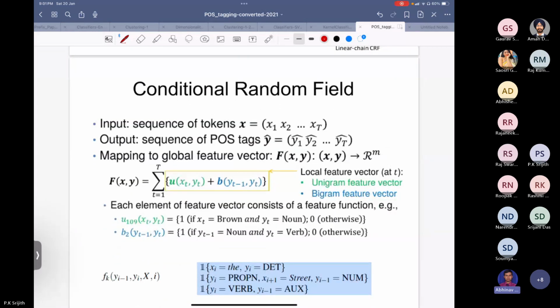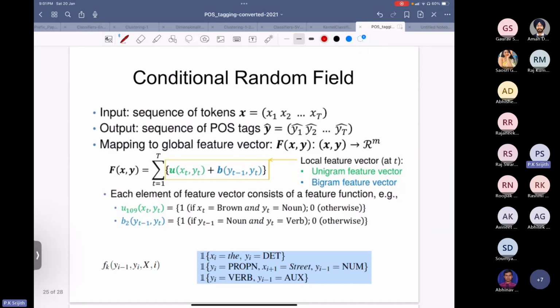But how does it handle those unknown values or those features? How does it generate features for those unknown tokens? Because the way it forms these features, which involves xt, is, for example, in this example that is given here, you have something like xt is some particular word and yt is noun. But you can form features by saying that, okay, xt is capitalized and yt is noun.